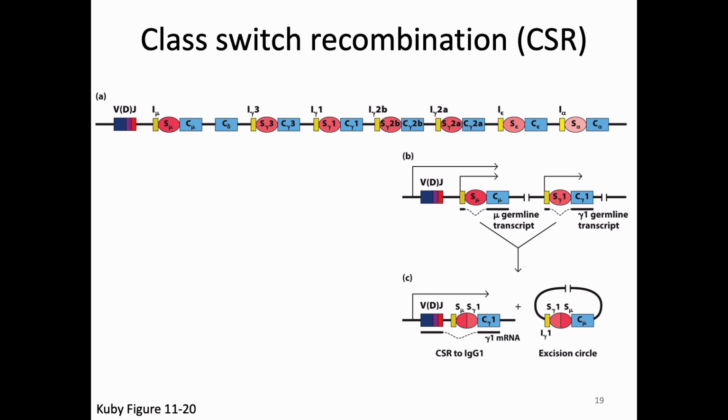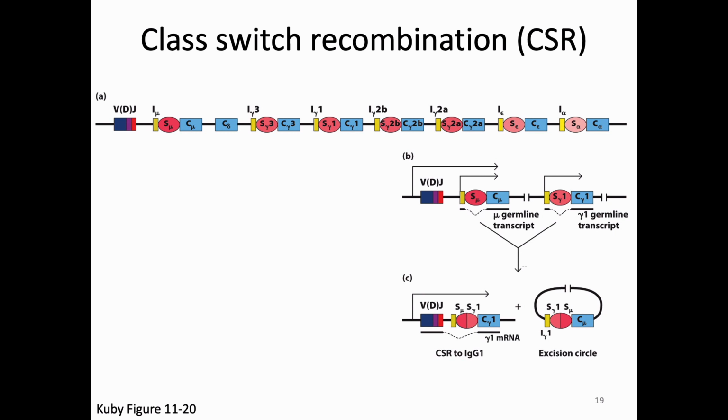So upstream of each of these constant regions, there is something called a switch site, or S. This is very not to scale. This makes it look like the M and this S are like the same size. They're so not. S is like really short and M is really big, but whatever. So you can see we have this switch site before each constant region.